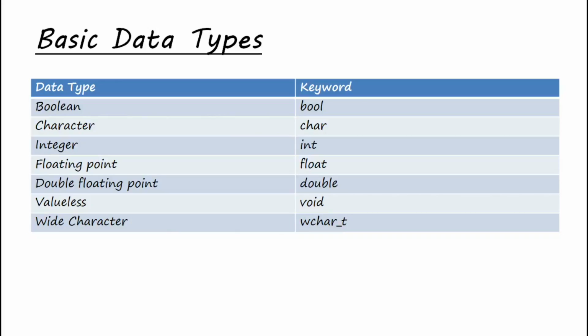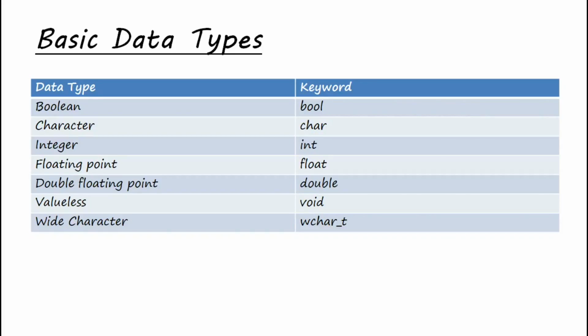Then there is something called valueless, which is represented as void. So void is generally used with functions. When you make functions, you return something out of that function. There are many functions which do not return anything, so the data type they are returning is void. Void would become more clear once we talk about functions, so don't worry about that right now.